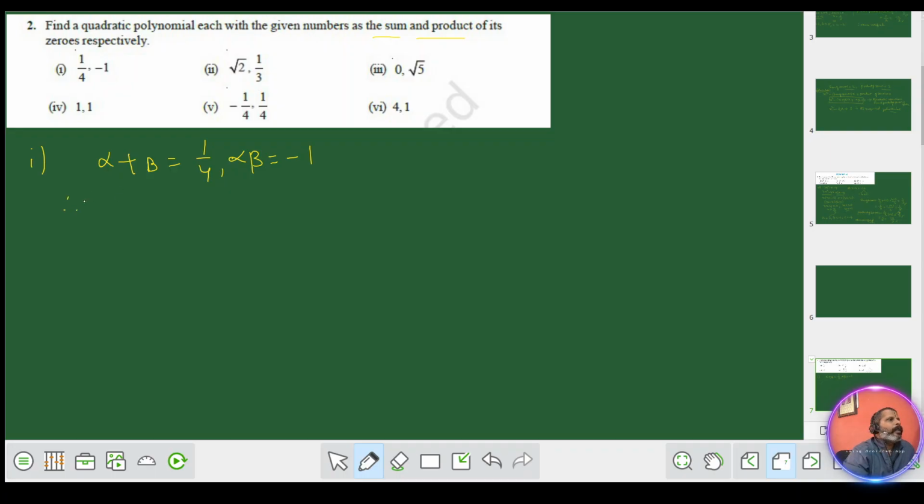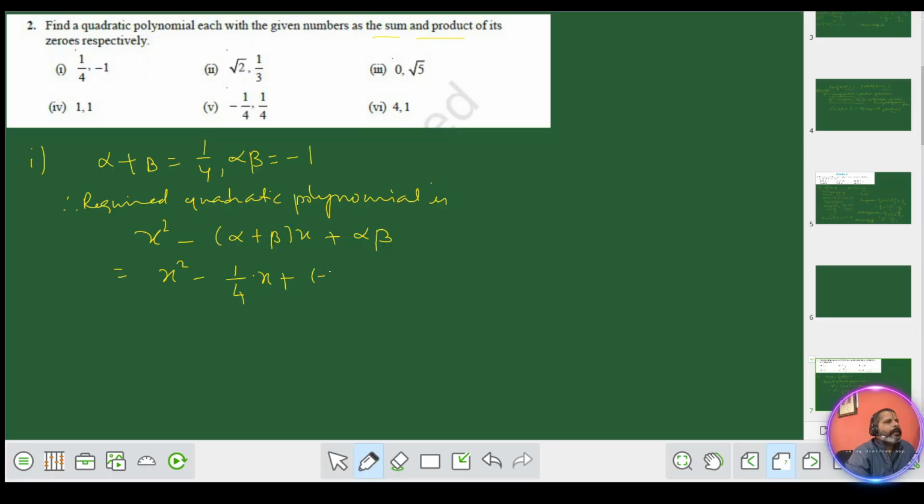Therefore, required quadratic polynomial is x square minus sum of zeros x. First you have to write the formula, then substitute the values. Okay. Alpha, beta. Now x square is what? x square like that only. Alpha plus beta is 1 by 4 into x plus alpha beta is minus 1. We just simplify it. x square minus x by 4 minus 1.